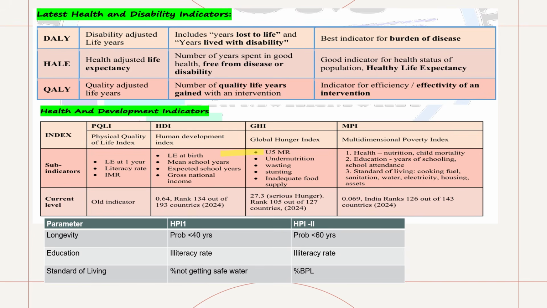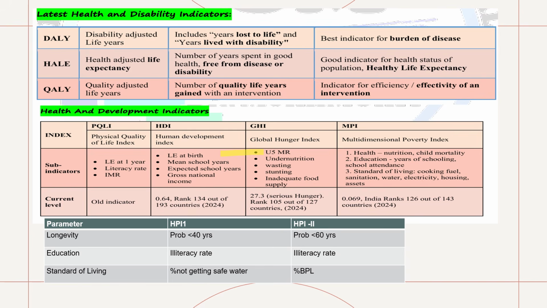HALE is the opposite of that. HALE is health adjusted life expectancy, which represents the number of years which are spent in good health, that is, free from any disease or disability. So whatever we have lived to the best of our health, that will be HALE, and the years of life lost due to premature death or due to disability, that is DALY. So it's a good indicator. HALE is a good indicator for health status, health expectancy.